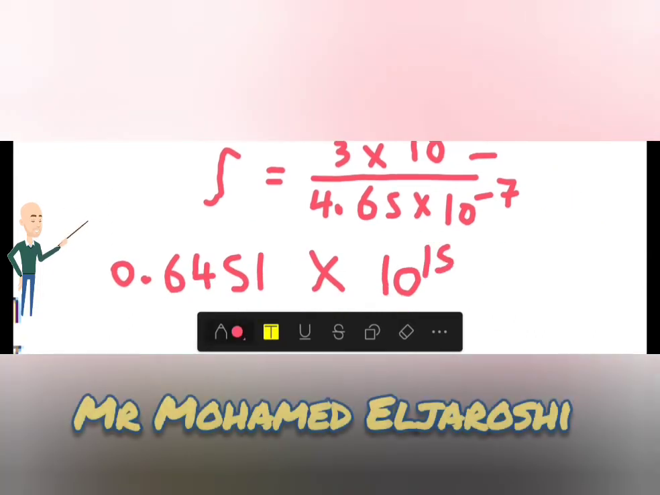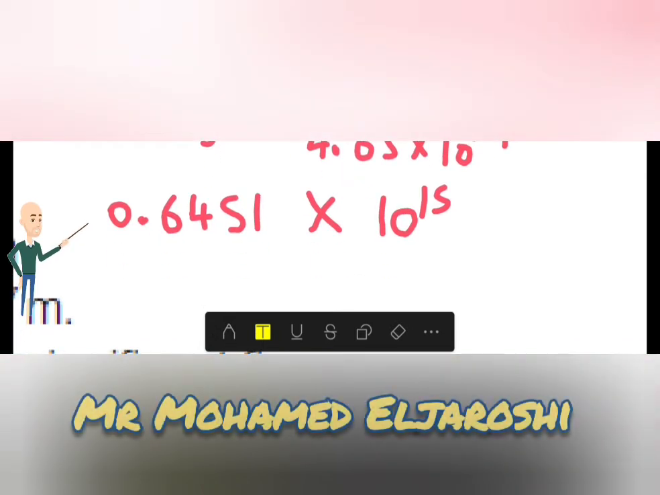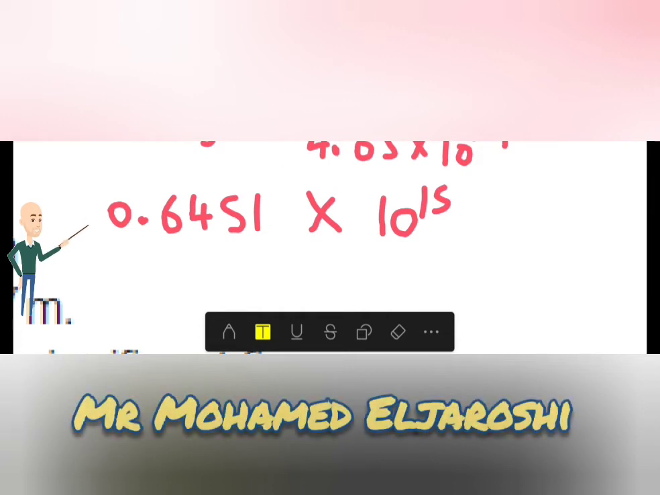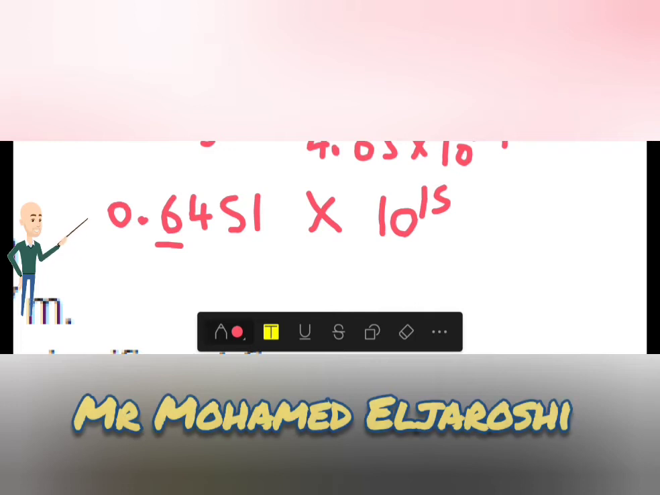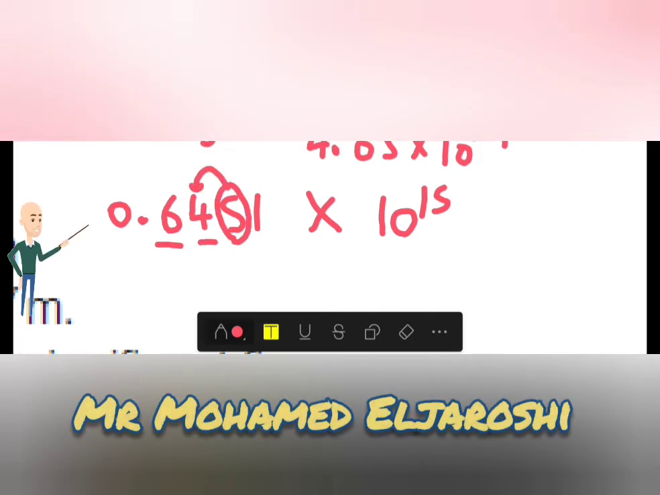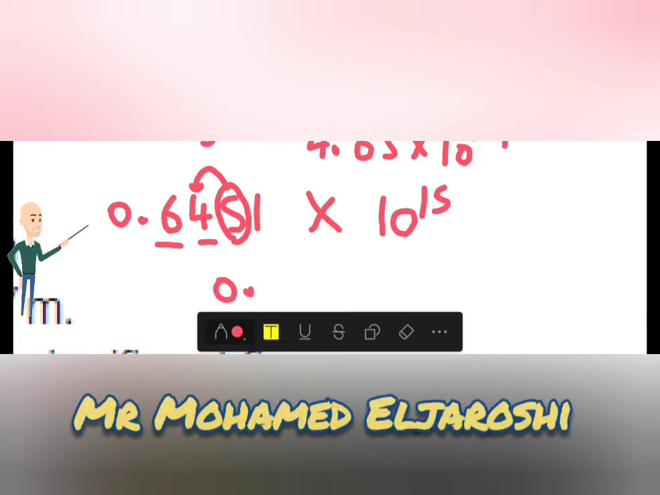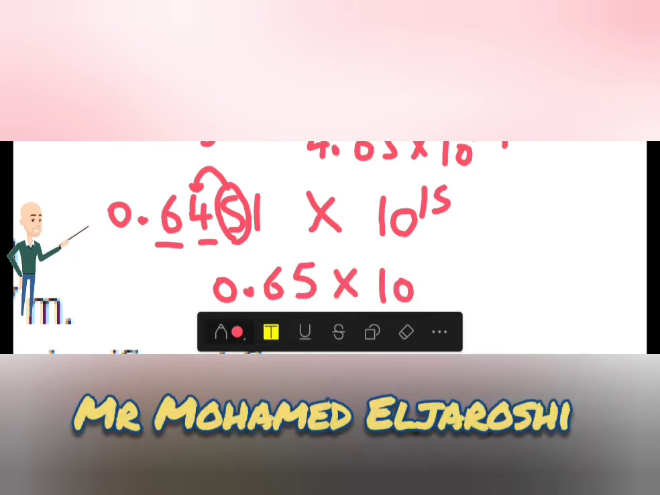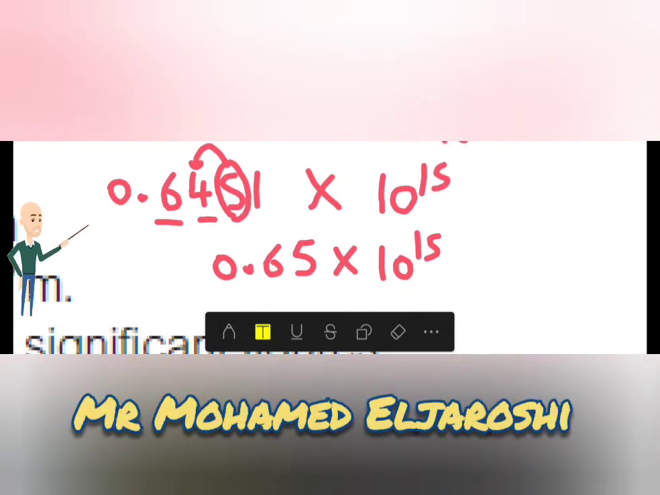Very good. Now this answer here, we need to make it first rounded to 2 significant figures. And to round it to 2 significant figures, this is the first one and this is the second one. The 5 is big, so we add 1 to the 4. So it's going to be 0.65. Very good. Multiplied by 10 power of 15. So the first step I did is round to 2 significant figures.